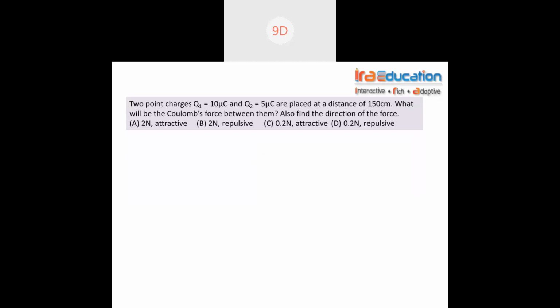I'm moving further. Use Coulomb's law for this question. I think I gave this question as homework. Try. F equals K Q1 Q2 over R square. 9 into 10 power 9 into, what is the Q? 0.2 and repulsive. Yes, that's the correct answer.